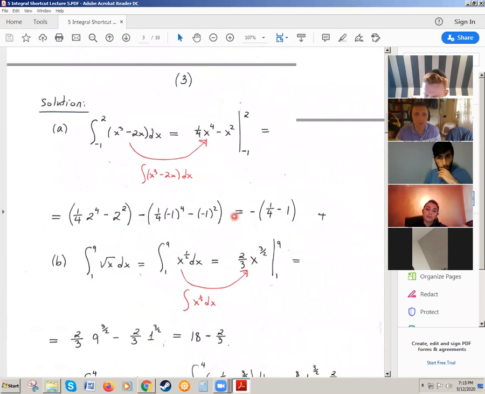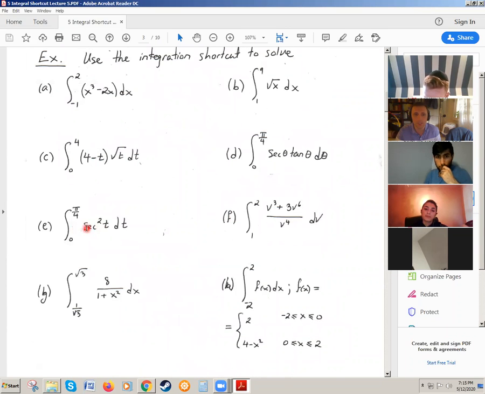Now, very quickly, what about the next one? E, secant squared. What do we do then? Isn't that tangent? Yes, it's tangent. Correct, David. So it's tangent at pi over 4 minus tangent of 0. Sam says 1. Correct. It is 1.